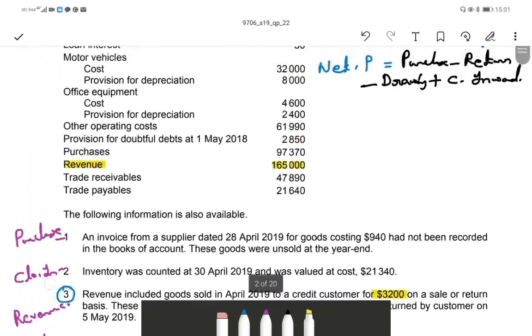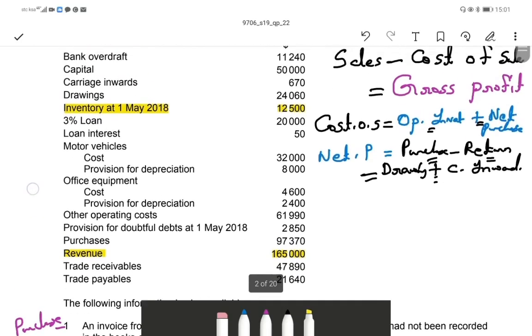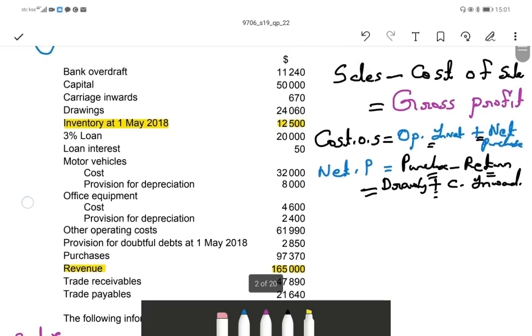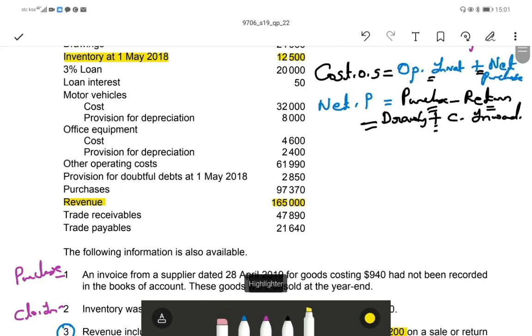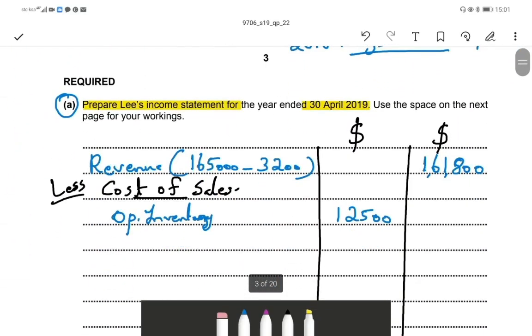Net purchase: purchase minus purchase return, minus drawing, plus carriage inwards. So we have to do purchase and return. Here, how much is the purchase they have given? Purchase 97,370.